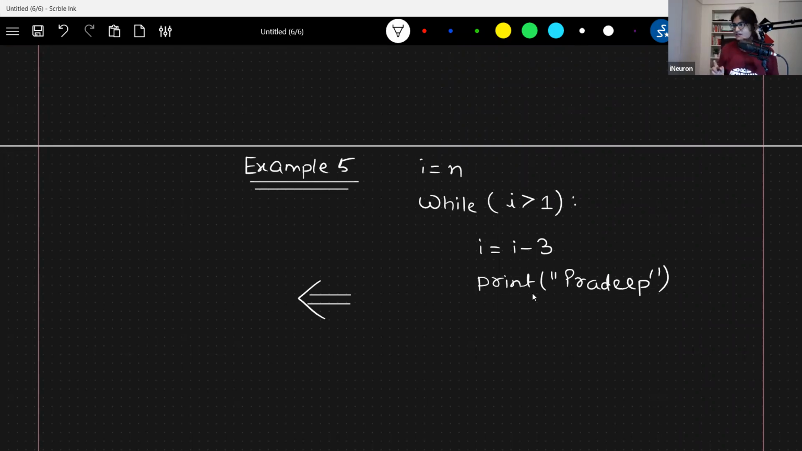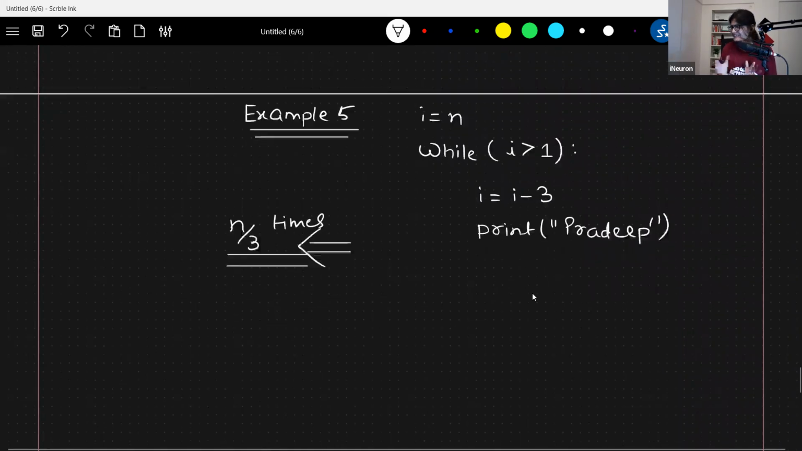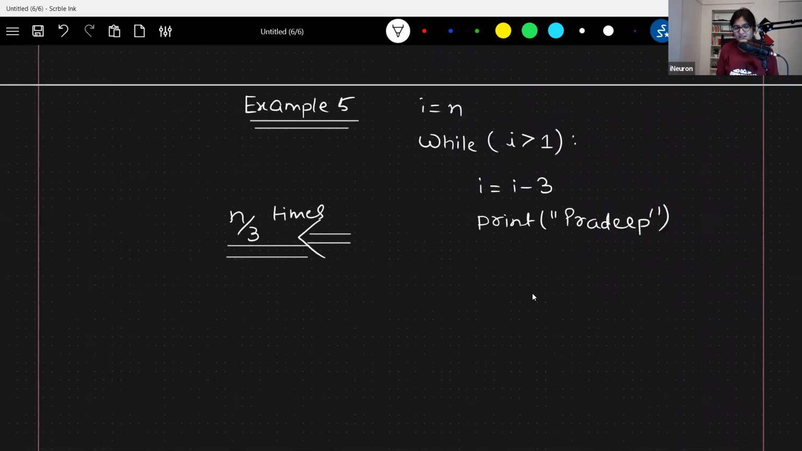N by 3. It's correct. Whosoever is saying other than that, it's wrong. This statement will be repeating n by 3 times. That is correct. Why is that so? Again, take one simple example. Suppose the value of n is equal to maybe 9. So 9 is greater than 1. So I is equal to 9 minus 3, 6. Pradeep will be printed.